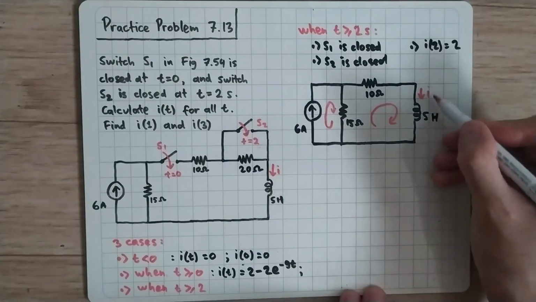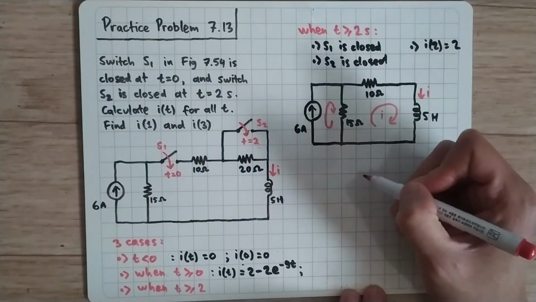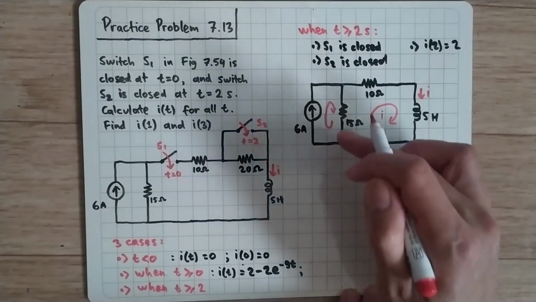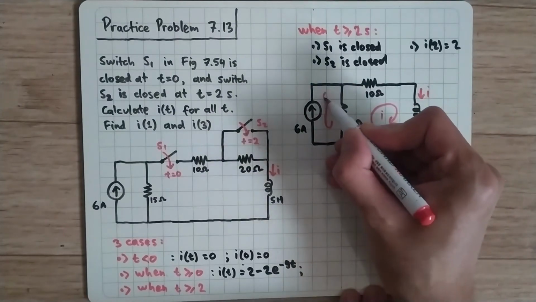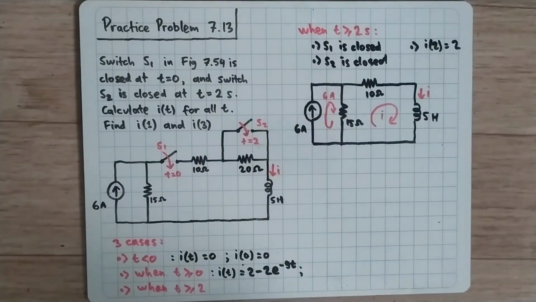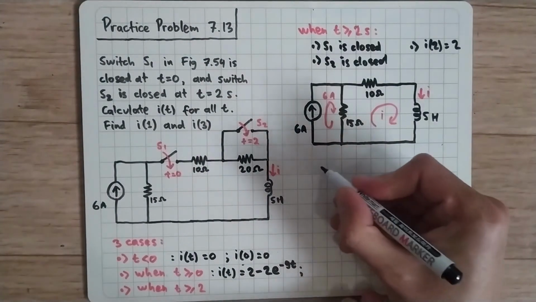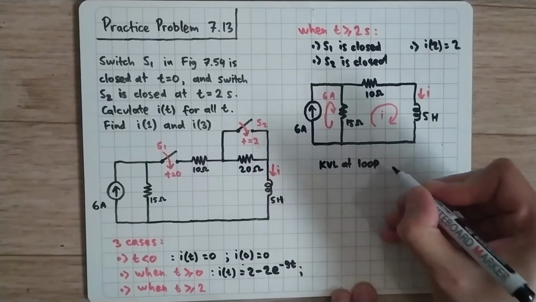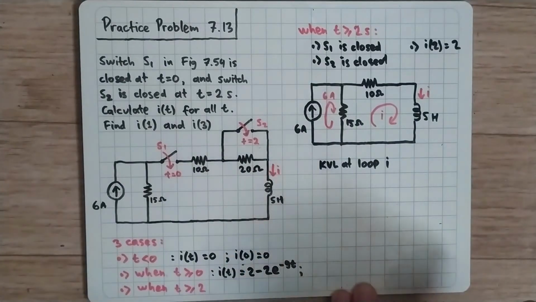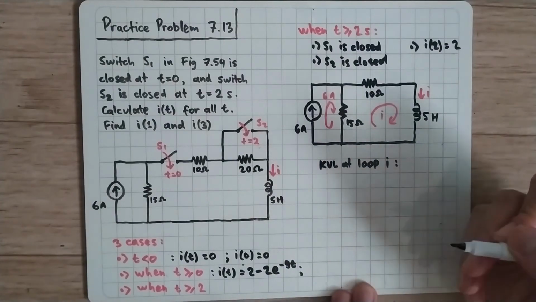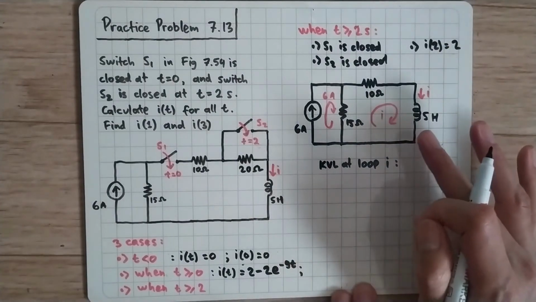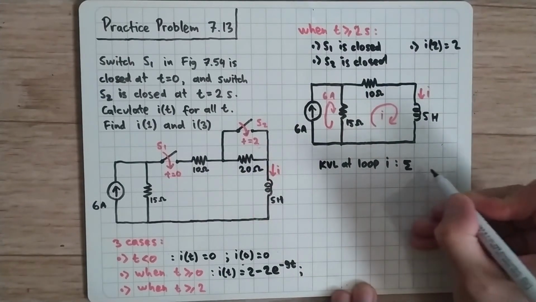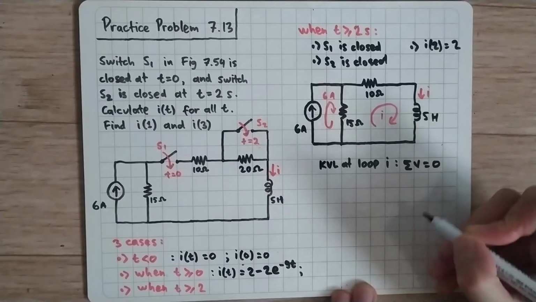Okay, because this is I, the loop here also has the current I, and we have a current source here of 6 ampere, and that will be the value of this loop, which is 6 ampere here. So I can do KVL at loop I. And remember that KVL says that the sum of voltage in a loop will equal 0.